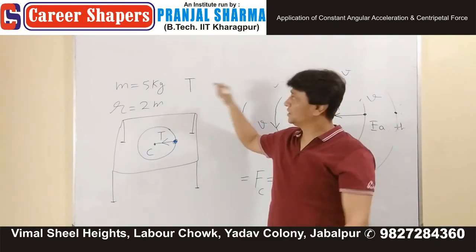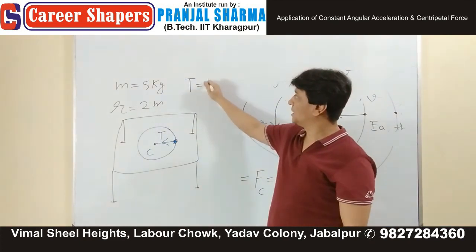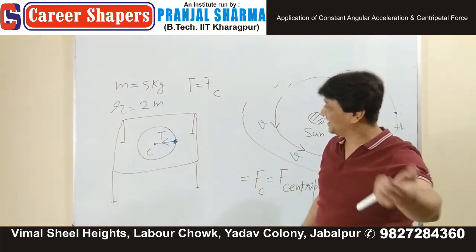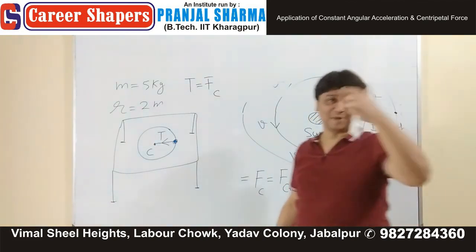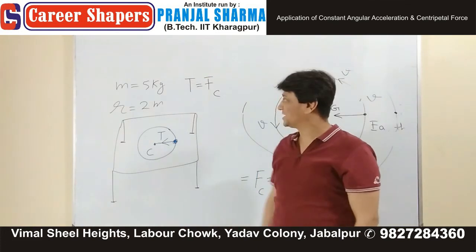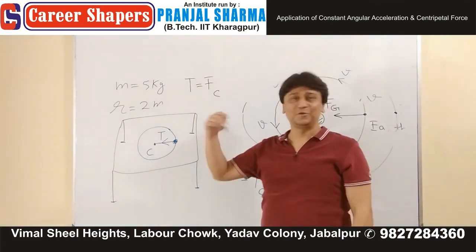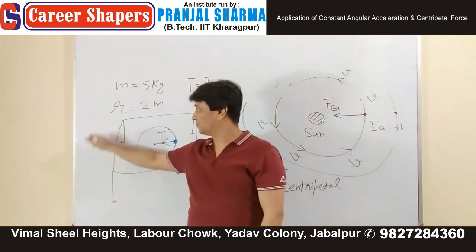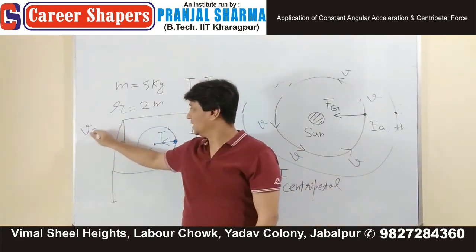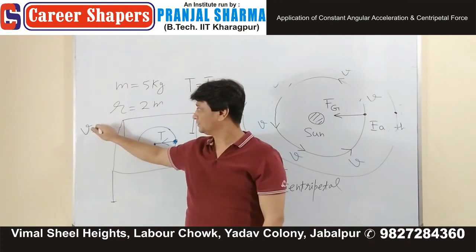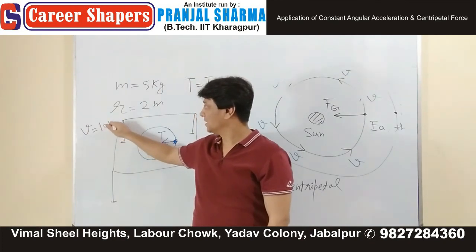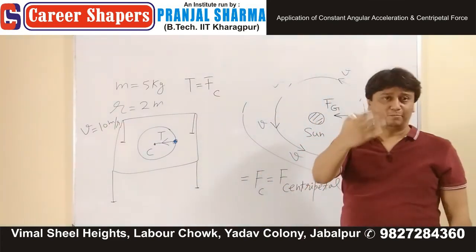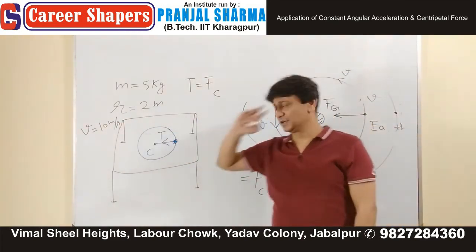We said this T, what is it providing? FC. I think I forgot to give you V. My fault. My mistake. Sorry. I forgot to give you V. Data is not complete. Take V as 10 meters per second. Maybe because of this you could not answer, no issue.